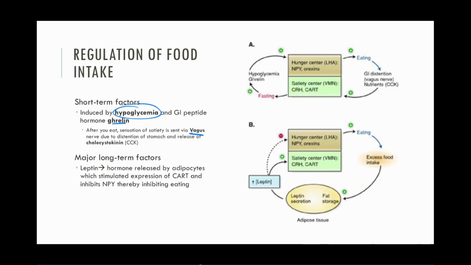The long-term factors that tell us our fat stores, the hormone is called leptin. Leptin is secreted by our adipose tissue. So the more adipose tissue you have, the more leptin you have. This also has a role with long-term feeding.